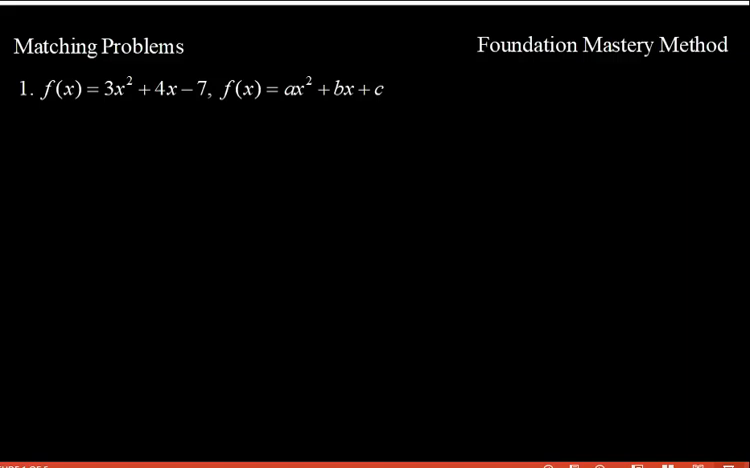Matching problems. Suppose we are given f of x equals 3x squared plus 4x minus 7, and we want to compare with ax squared plus bx plus c. Then we see a equals 3, b equals 4, and c equals negative 7. Careful with the sign.